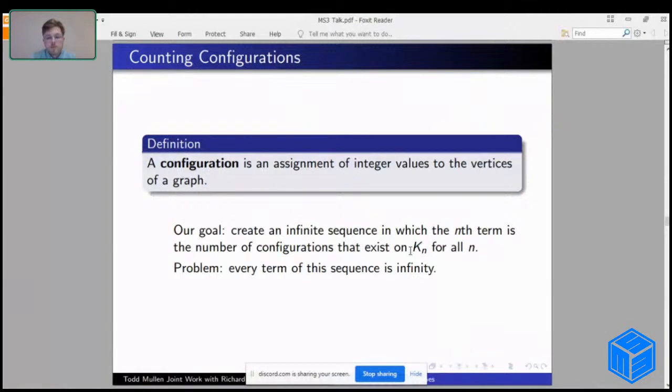Here's the problem. Every term of that sequence is quite clearly infinity. Every integer is fair game for a configuration. It's an assignment of integer values. And there are infinitely many integers. So clearly there are infinitely many configurations on a complete graph, or any graph for that matter. So can we salvage this? Can we make it interesting? We've clearly asked the wrong question.